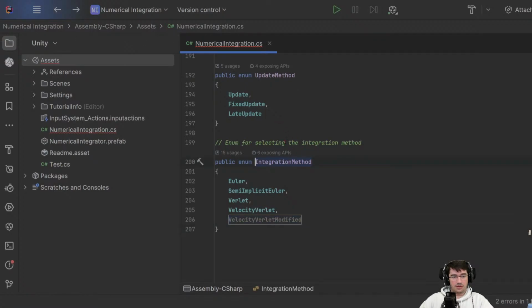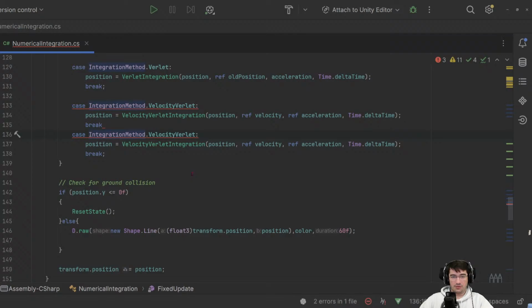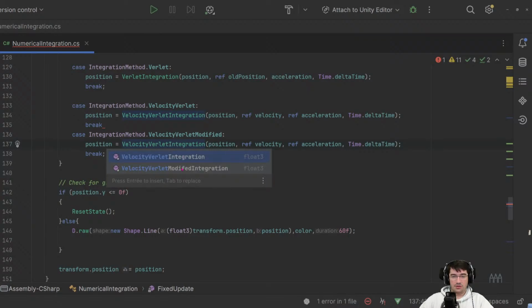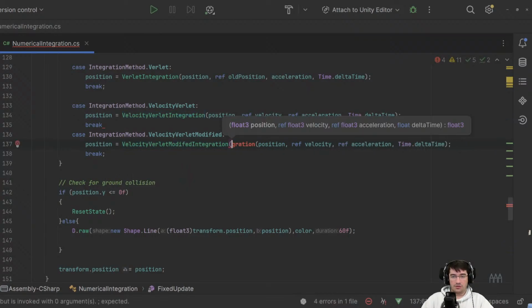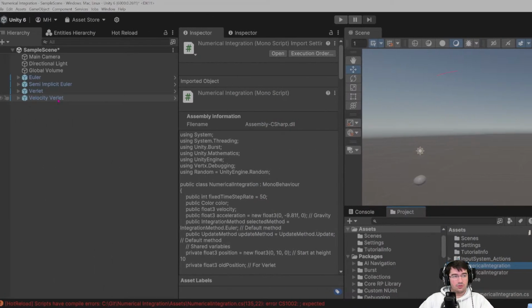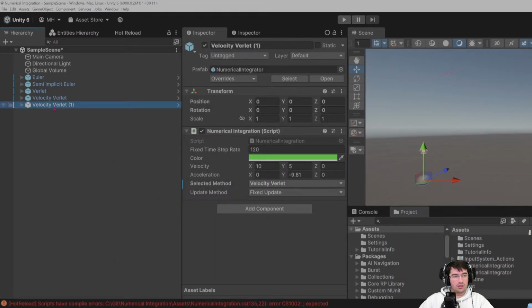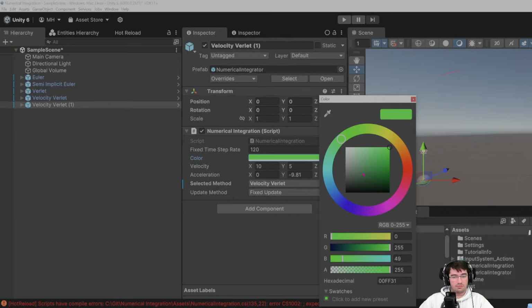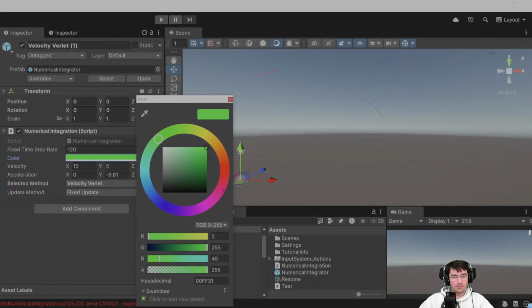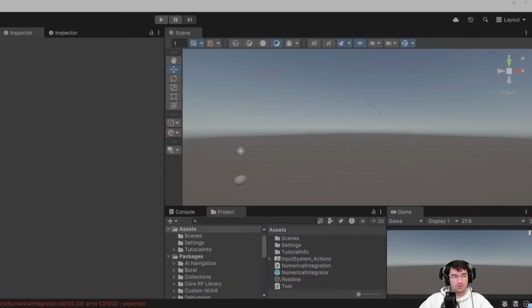Modified one, okay. And we can go back to where it doesn't compile and say this one is the modified version and this one is the modified version. Okay. So let's create another object. This one will have... what color should I use? Let's use something like yellow.